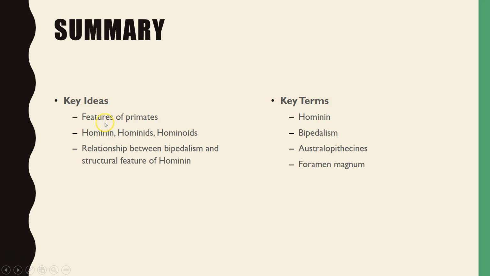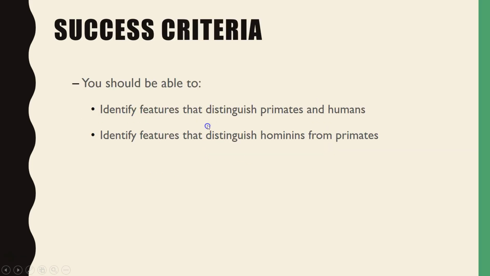These are the key ideas: the features of primates, what they are, the differences between hominins, hominids, and hominoids, and the relationship between bipedalism and the structural features of a hominin. You should now be able to identify and distinguish primates and humans, and identify and distinguish hominins from primates.